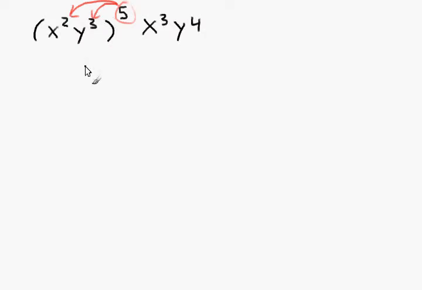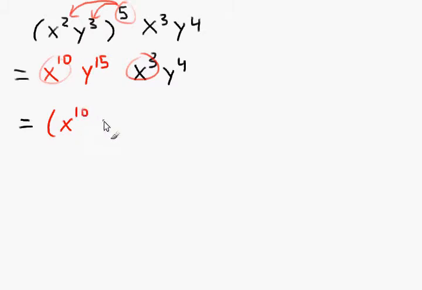And similar to the last section, 1.5, we can also have distribution. So let's take the expression x squared, y cubed, raised to the 5th power, and then multiply that by x cubed, y to the 4th. The first thing we're going to want to do is distribute this exponent. So we'll have x to the 10th, y to the 15th, and that's still times x cubed, y to the 4th. Now we're going to group our x's together.